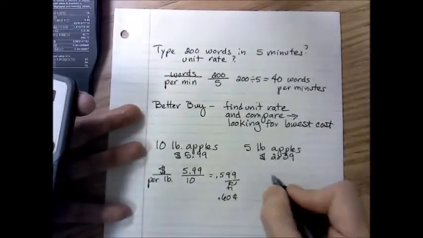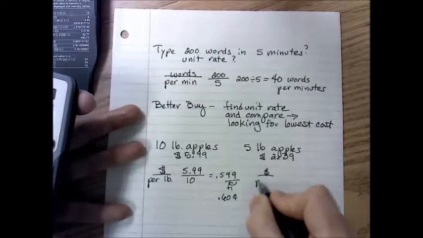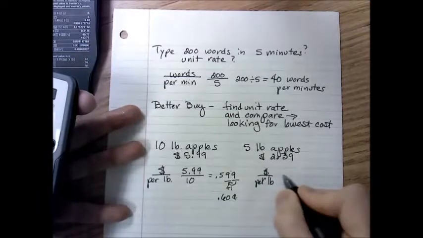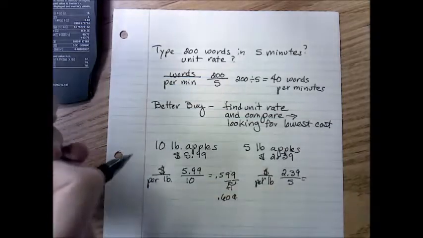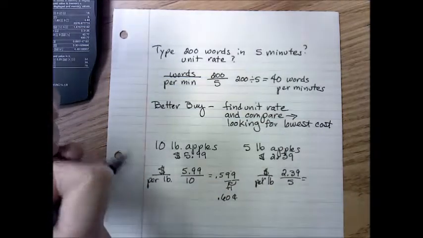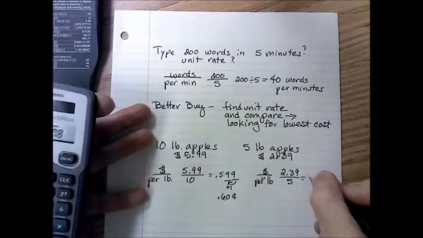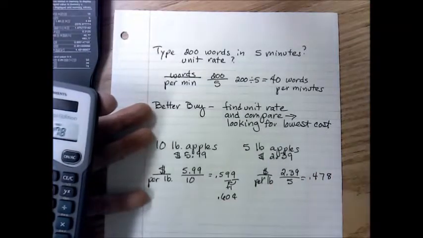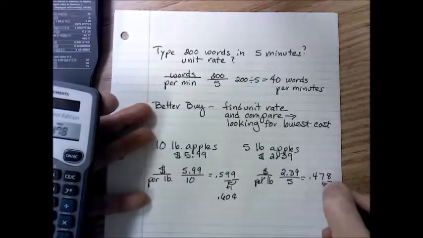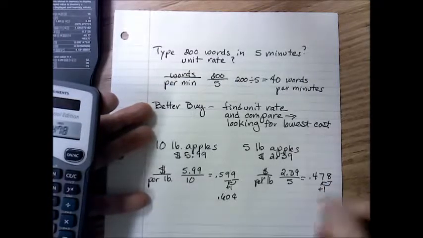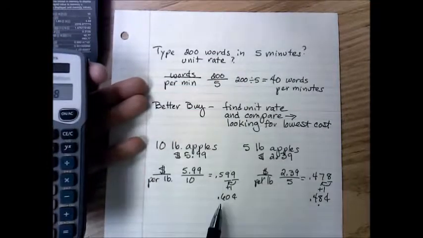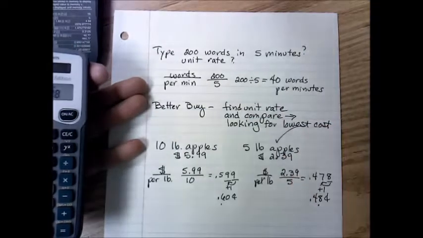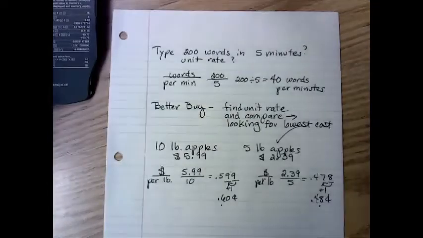Over here, cost per pound, we would have $2.39 divided by 5. And $2.39 divided by 5 comes out to 0.478. So again, we have to look at the 8 to see what it's going to do to the 7, so that would add 1. So this would be 48 cents per pound. So the better buy, 48 cents versus 60 cents, means that the 5-pound bag would be the better buy.